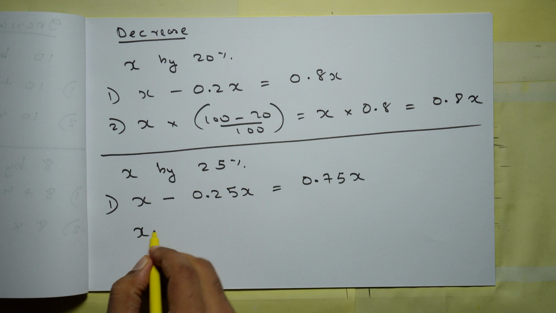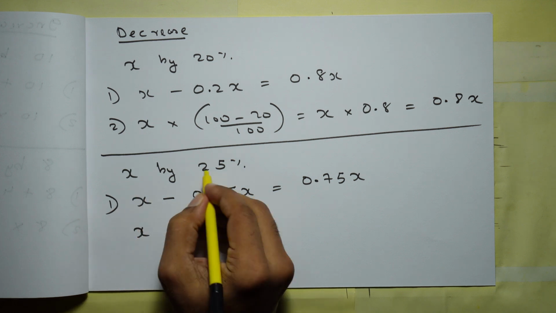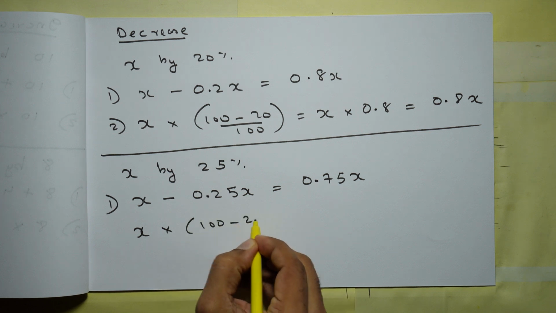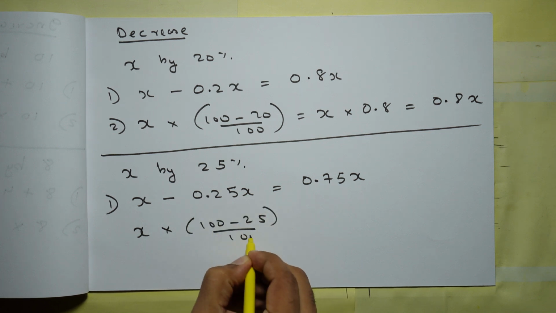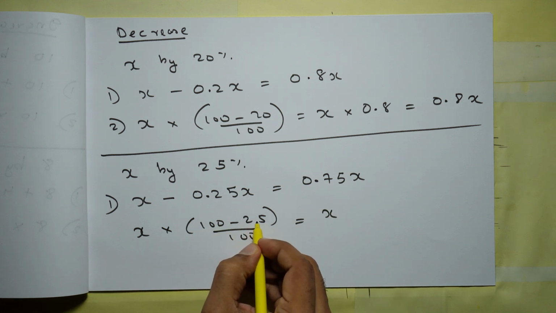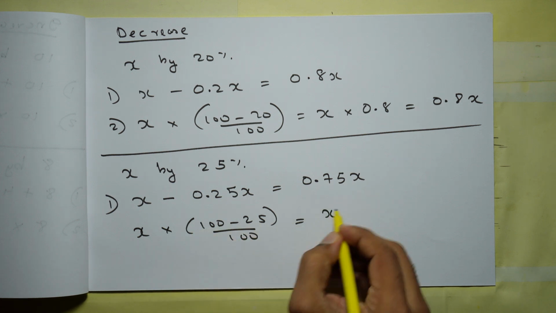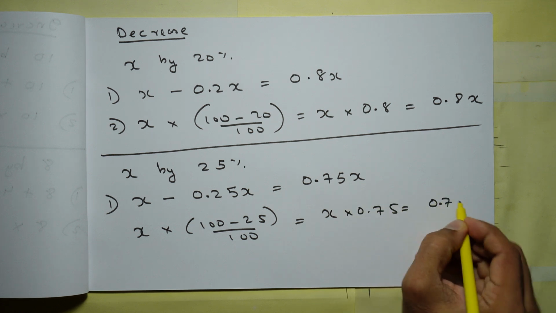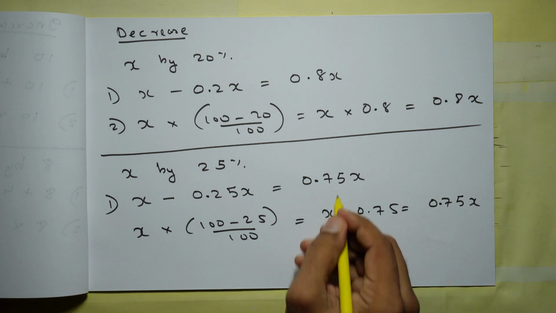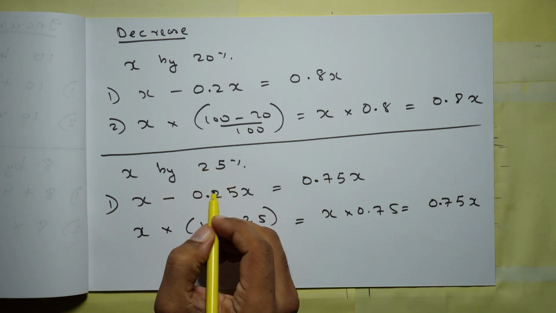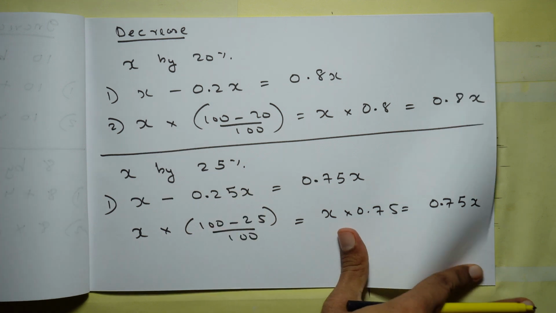The other method is like this. You need to reduce x by 25%. So that will be x into (100 minus 25) by 100. 100 minus 25 is 75. 75 by 100 is 0.75. So you will get 0.75x. So in both the cases, you have reduced x by 25%. Let us take some more examples.